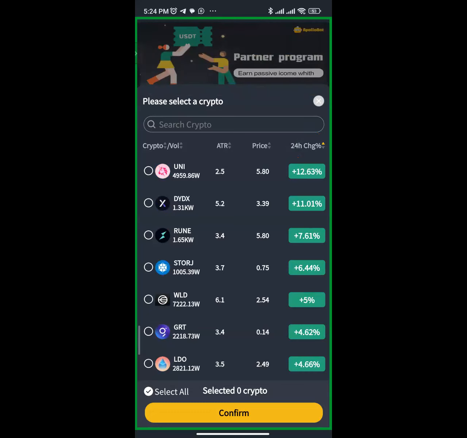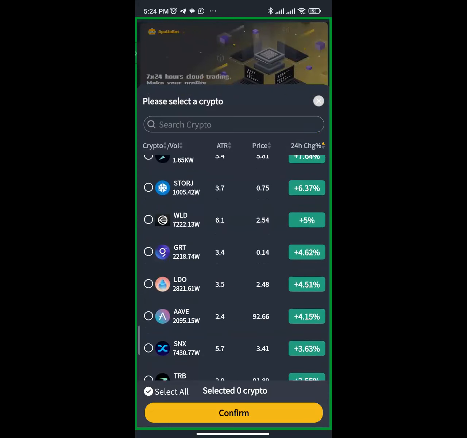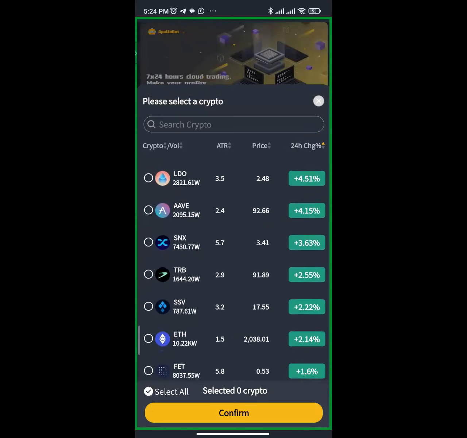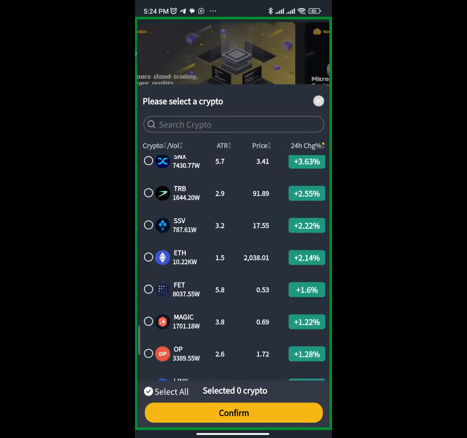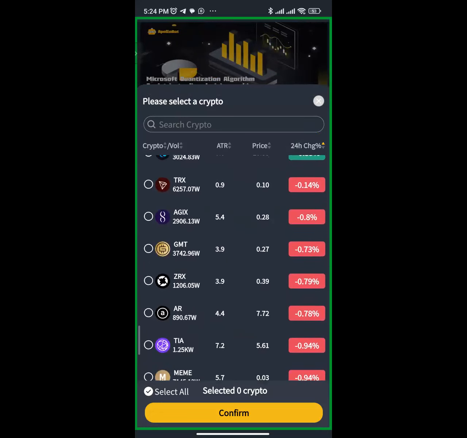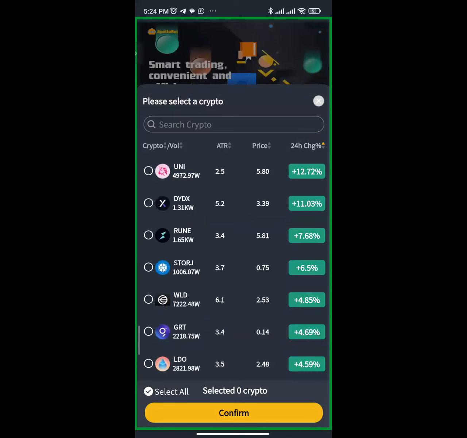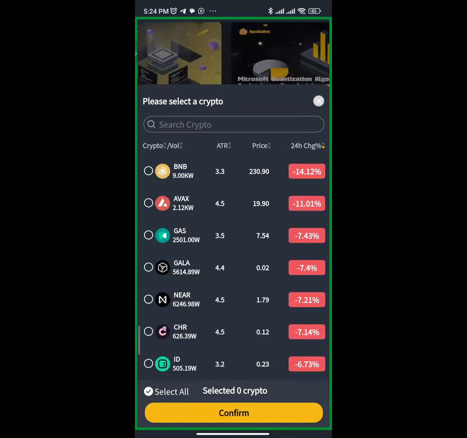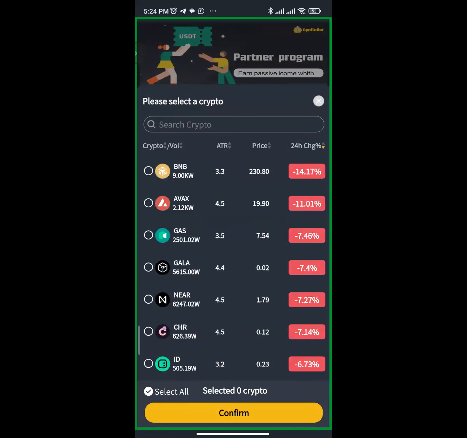So what does this tell me? I wouldn't want to trade these coins that are already moving very far. So I will come down low. I scroll down. If I'm not scrolling down, I can tap on this again, 24 hours change. Okay, you see what BNB is doing?